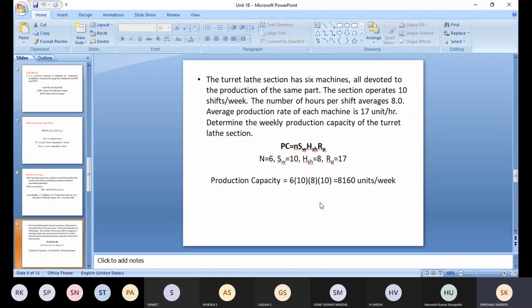And how many hours per week? The number of hours per shift averages 8, and the average production rate of each machine is 17 units per hour. Find the weekly production capacity of the turret lathe. So the production capacity is N S W H S H R P. Please go through this once again. Please kindly read. If there are any problems, I can explain it.